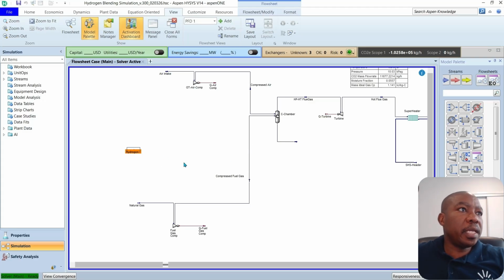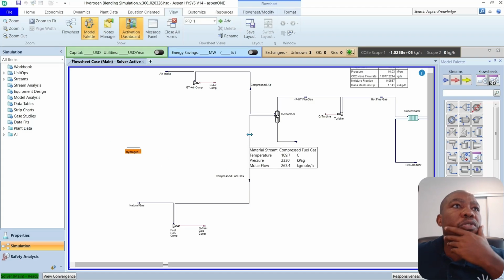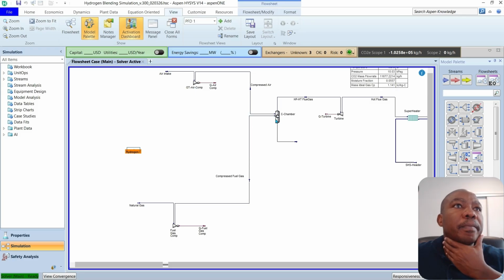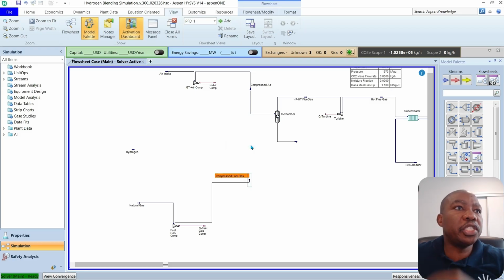And then we need to blend this hydrogen with the compressed fuel gas. So I'm going to come close to the combustion chamber, right click there, and then break that connection.